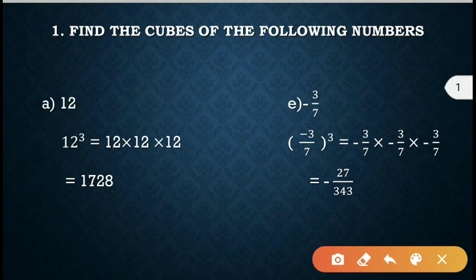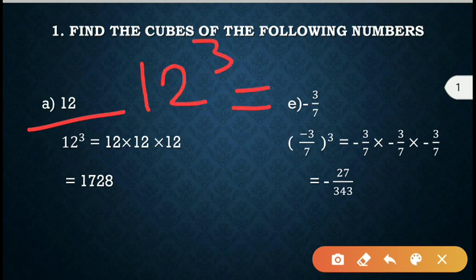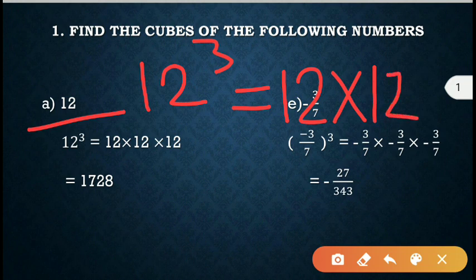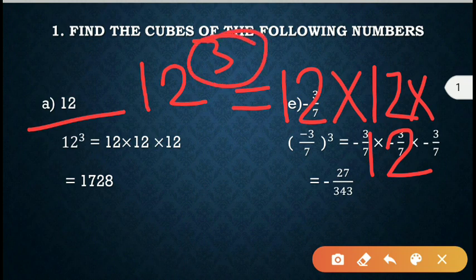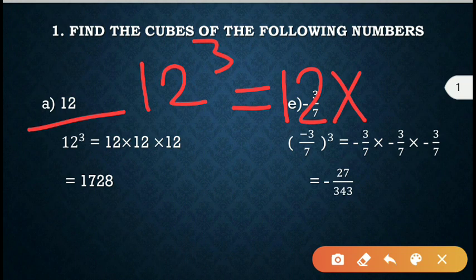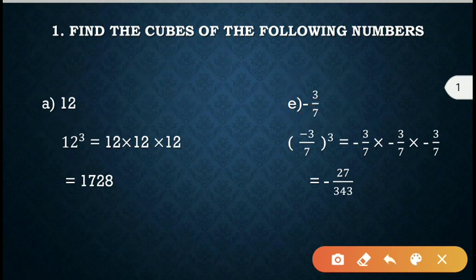You need to find out the cube of 12. Cube of 12 means 12 to the power 3. This can be written as 3 times 12. Why? Because the power is 3. So we will write 12 three times, because here the power is 3, meaning cube. So 12 into 12 into 12, when you multiply, you will get 1728, which is your answer.